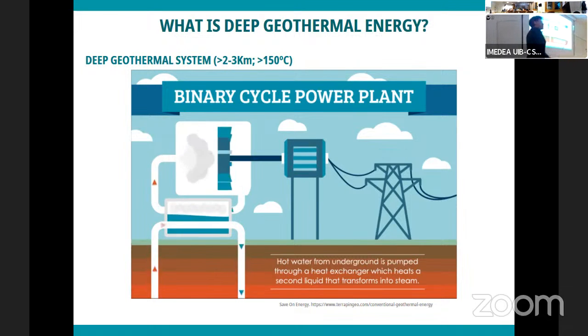Okay, but installing this kind of geothermal system is not common, and you have to find volcanic areas or rift areas where the temperature increases toward the surface. Because the less you drill, the lower the budget will be. Okay.